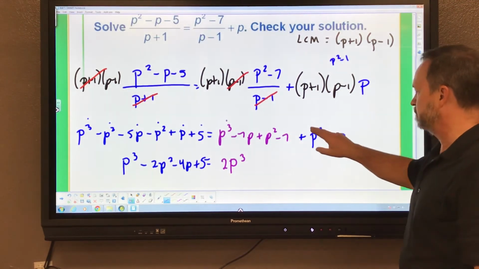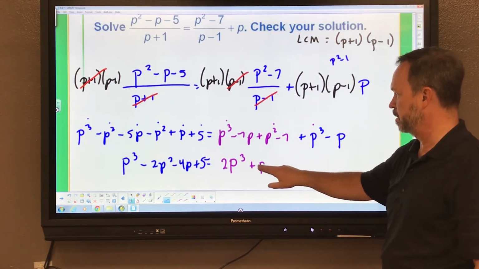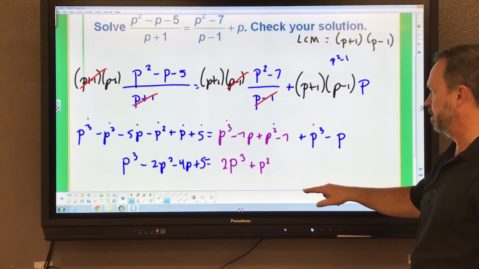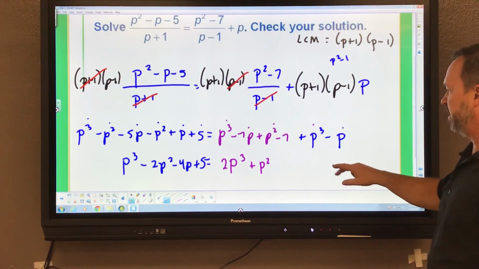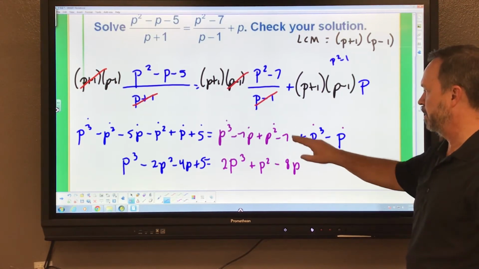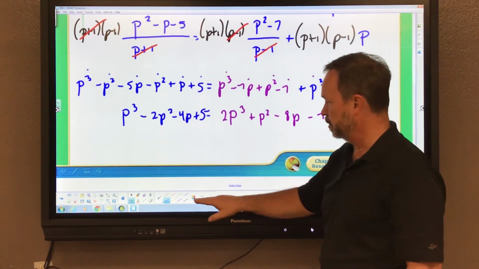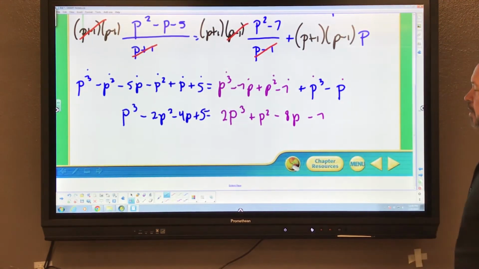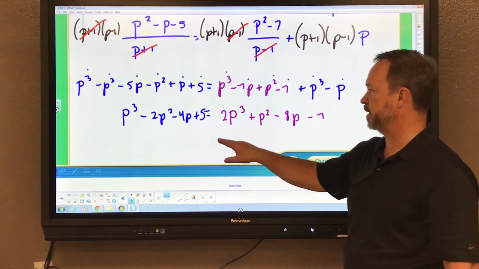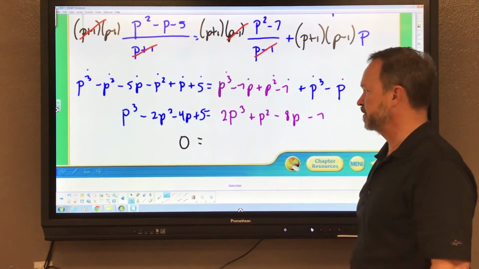So, gone, or dealt with. I've got a p squared. I've got a negative 7p and a negative 1p. And I've got a minus 7. Lord help us. Where are we going? So, it looks like my p cubed is bigger on the right side, so I'm just going to keep it over there. I'm going to bring everything over here and make it equal 0. Let's see how that goes.